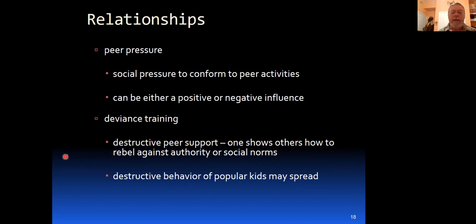In some cases, popular kids may be imitated by less popular kids. And so that's sort of an indirect sort of peer pressure. If you want to be popular, do those destructive things that some popular kids might be doing. So a wide variety of ways that this functions.